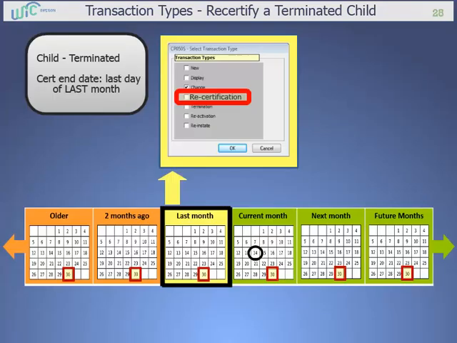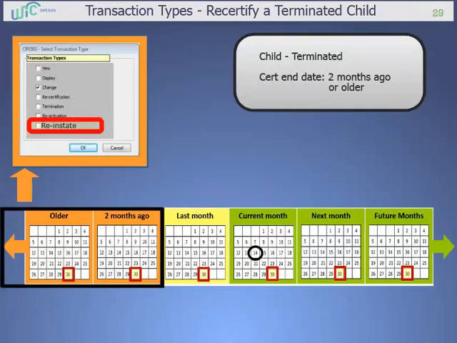So to review, that was the terminated child who was due for recertification last month. Their cert end date was the end of last month. And for the last example in Twist, we'll look at the orange section.